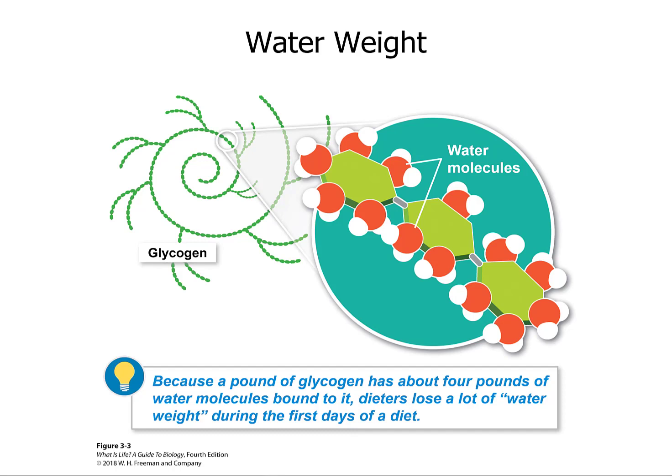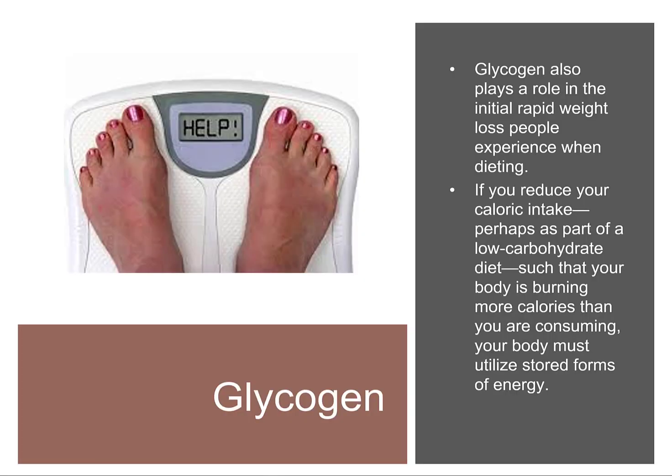A pound of glycogen has about 4 pounds of water molecules bound to it, so dieters lose water weight during the first days of a diet. When you're breaking bonds you're using water to do that, and as a result you're consuming it, so your body starts to weigh less. That's common, and if you hold true, in about 2 weeks you're going to be losing some serious weight.